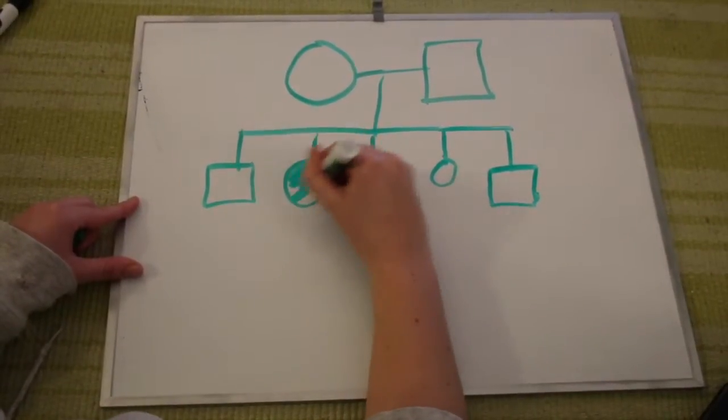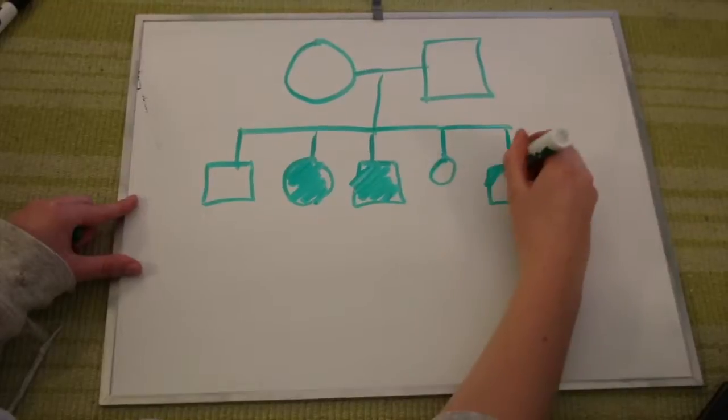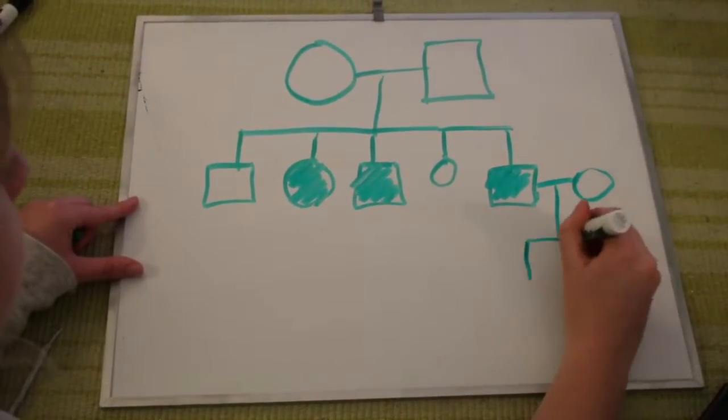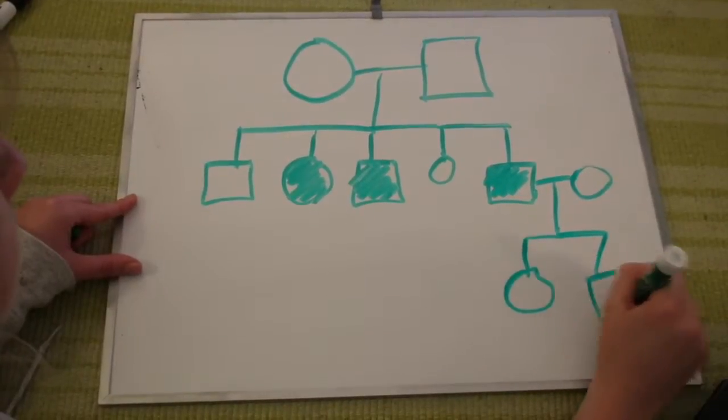One of the affected sons gets married and has 2 children. Neither of his children are affected by the recessive gene condition because their mother does not possess or does not pass along the gene for cystic fibrosis.